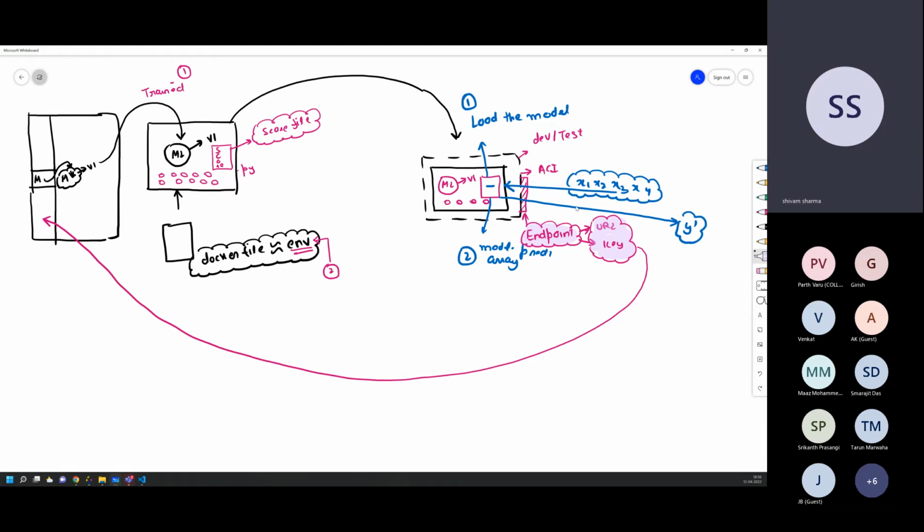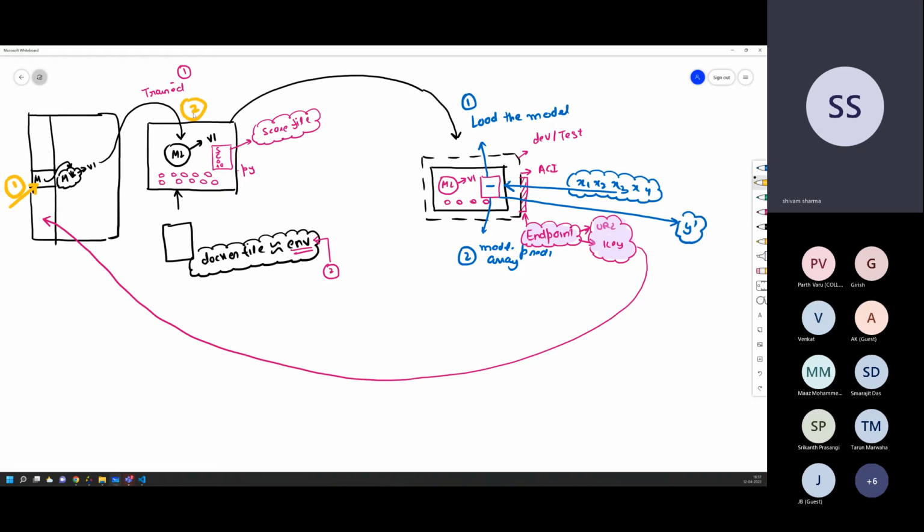Right? The process is like this. I'll just summarize this over here. If I put a few numbers over there. So once your model has been trained, we will save it, right? Let's say put 1. Then second step is create the image out of it, container image.